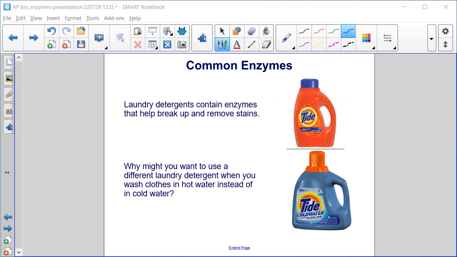Common enzymes. Laundry detergents contain enzymes that help break up and remove stains. Why might you want to use a different laundry detergent when you wash clothes in hot water instead of cold water, leading to these two different kinds of laundry detergent?